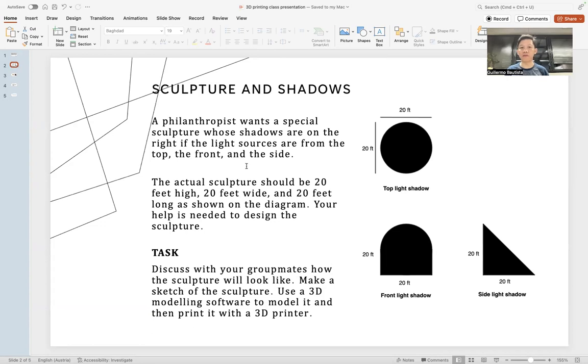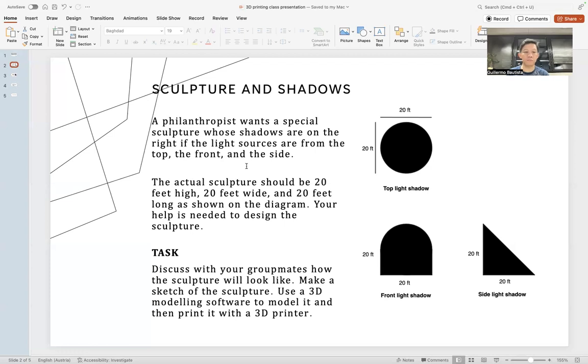As you can probably see, this is intended for students. The task is to discuss with your group mates how the sculpture will look, make a sketch of the sculpture, use 3D modeling to model it, and also print it using a 3D printer. If you want to challenge yourself before proceeding with the video, I think this is a very interesting problem. You can abandon the video and come back later, or pause the video and try visualizing the object in 3D.